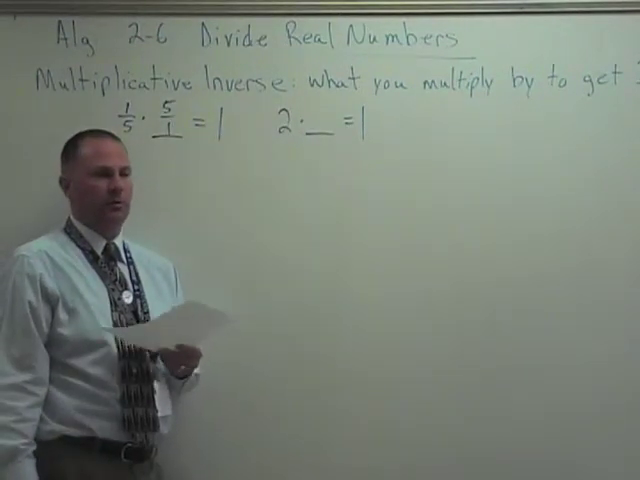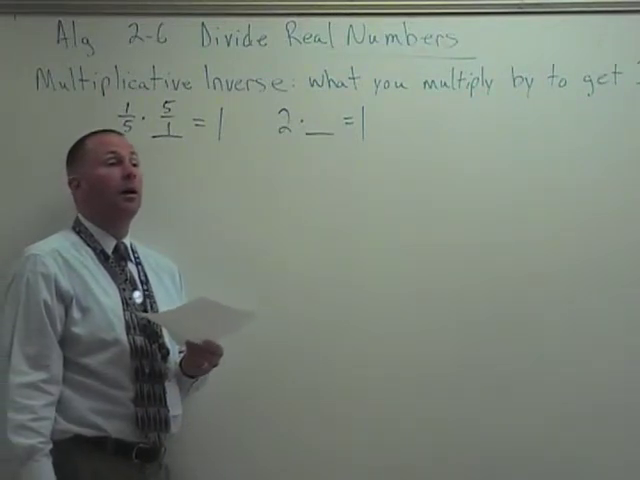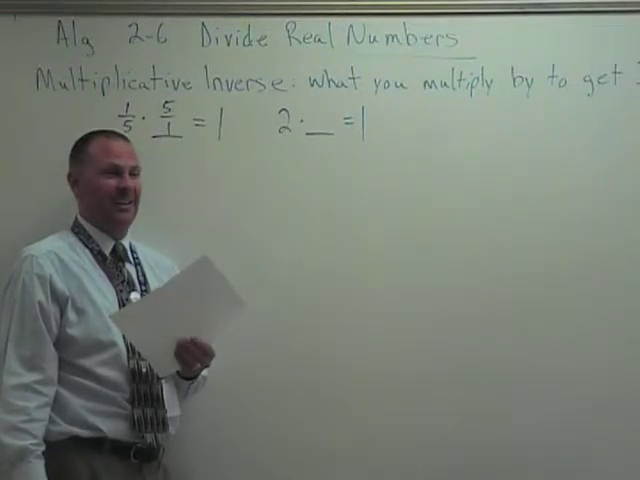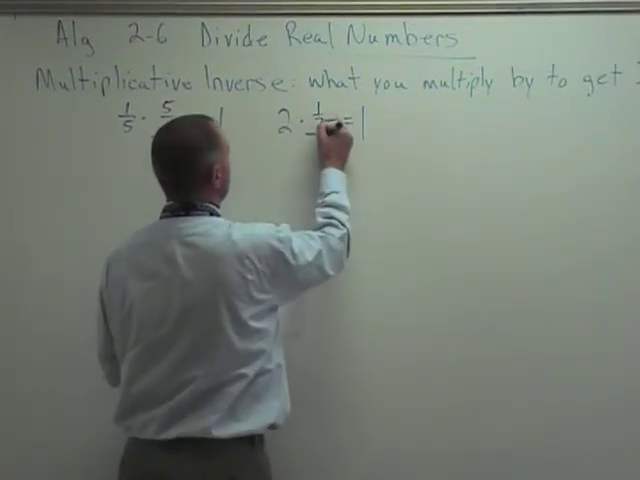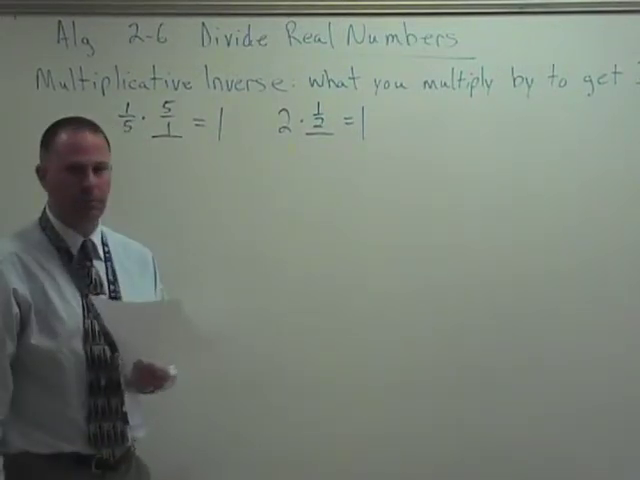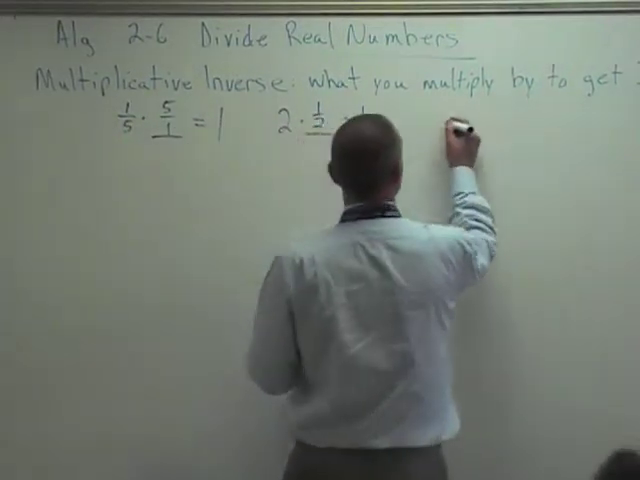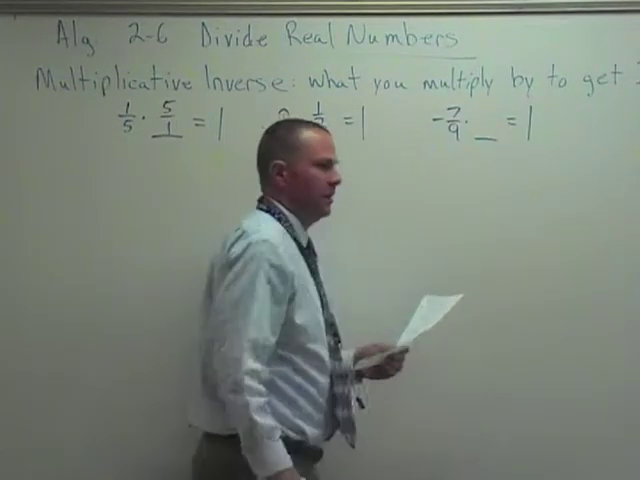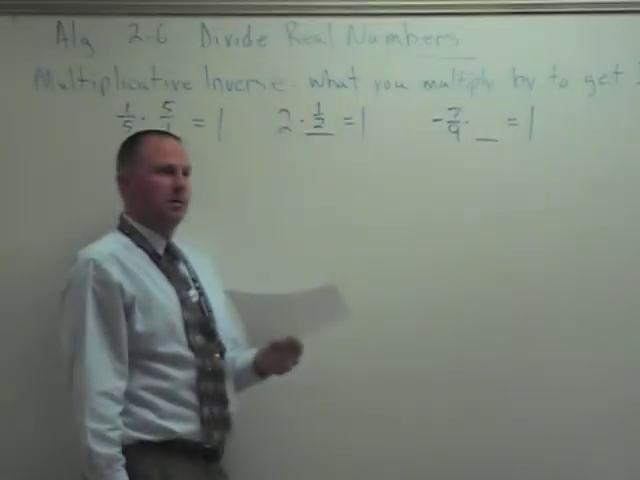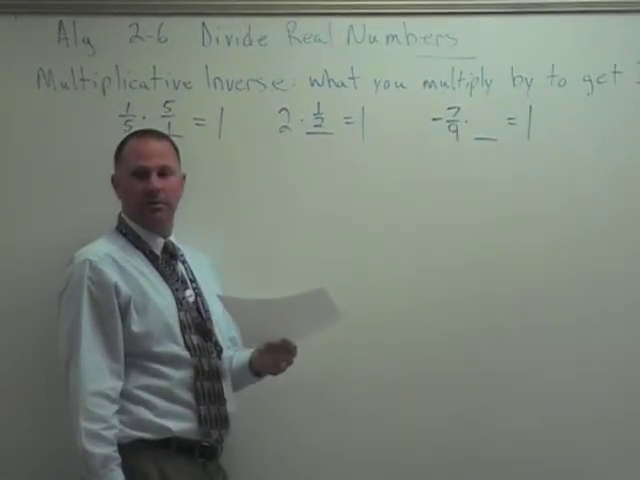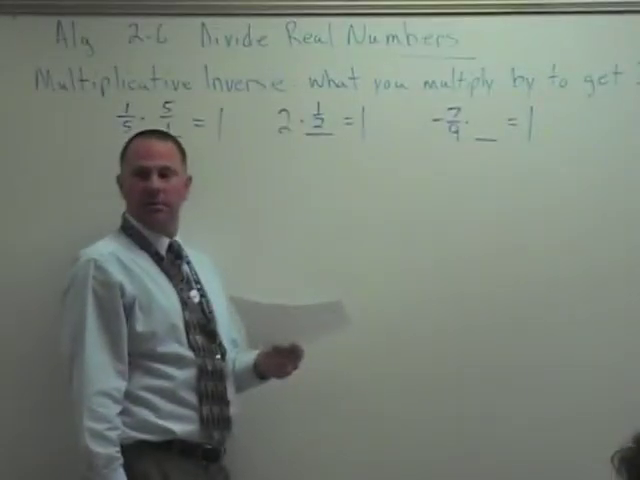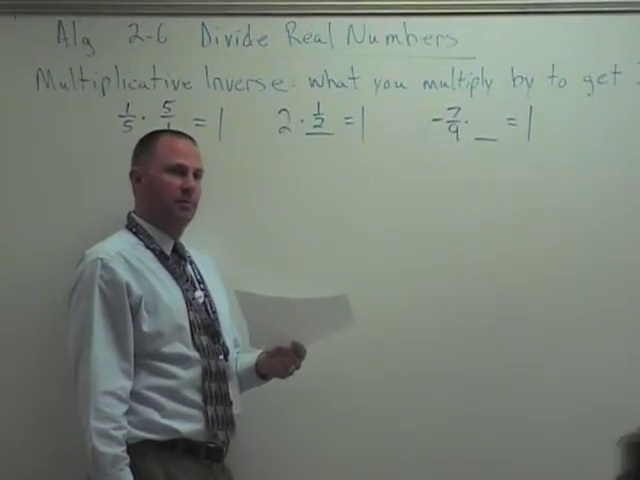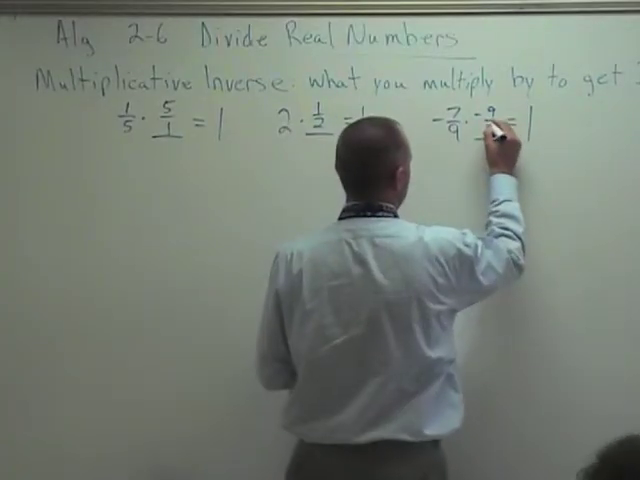Multiplicative inverse of 2? Wait a second, 2 times 2 is 4. Yeah, I thought it was 1/2. 1 over 2 would be the multiplicative inverse of 2. Now negative 7/9. Careful. It would be negative 9 over 7. Why negative? Because a negative times a negative equals a positive. That's right, we want it to be positive. So that would be negative 9 over 7.